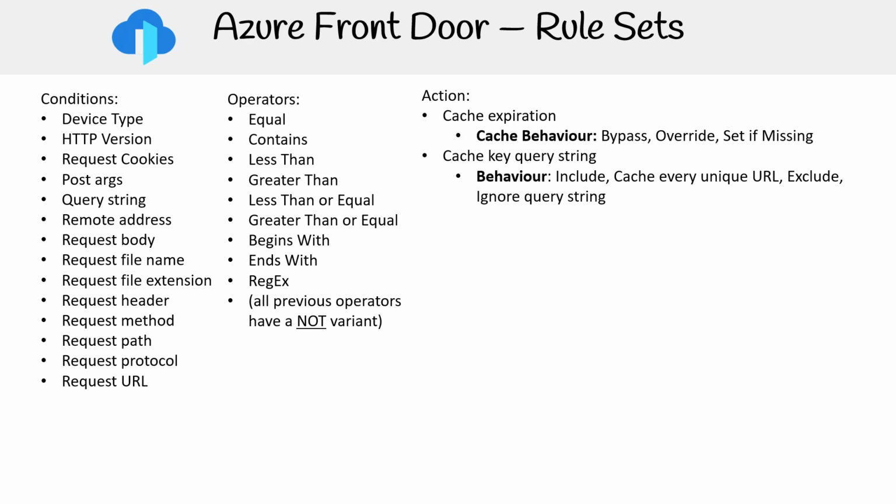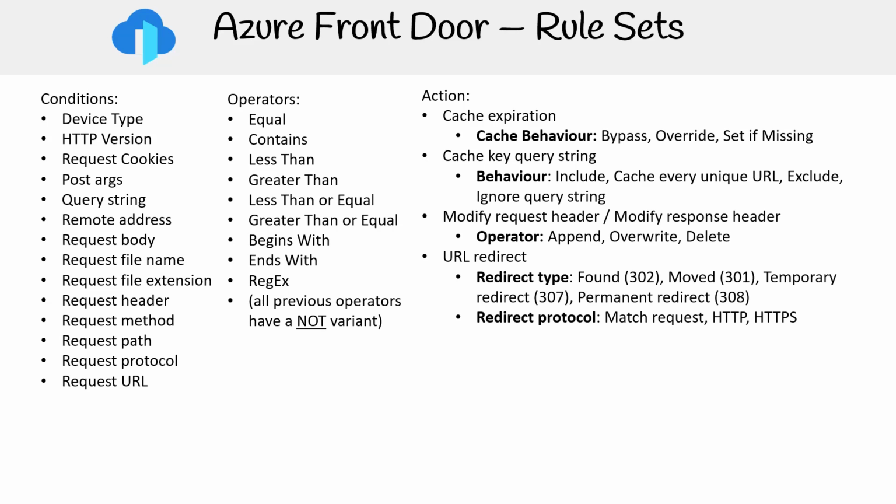Cache key query string behavior: include, cache every unique URL, exclude, ignore query string. Modify request header, modify response header, operator: append, overwrite, delete. URL redirect, redirect type: found, moved, temporary redirect, permanent redirect. Redirect protocol: match request, HTTP, HTTPS. URL rewrite: source pattern and destination. And origin group override. So, that's an overview of rule sets for Azure Front Door.